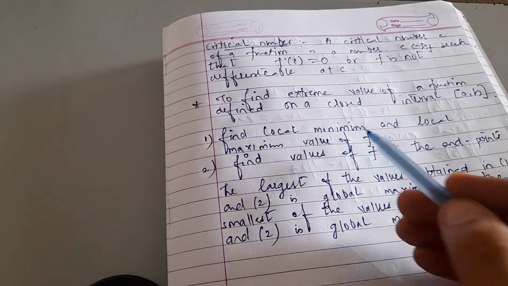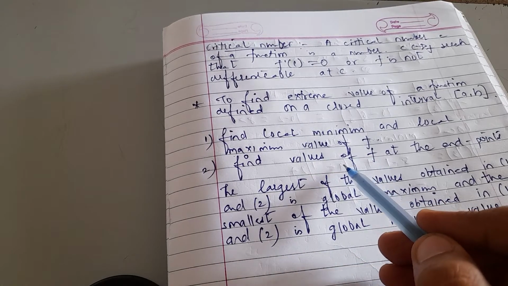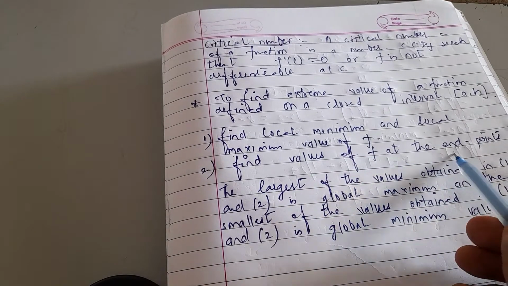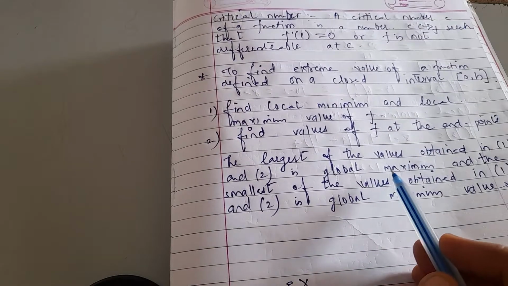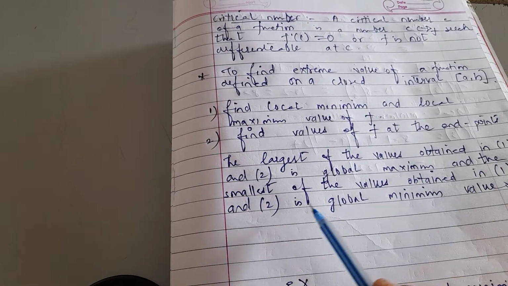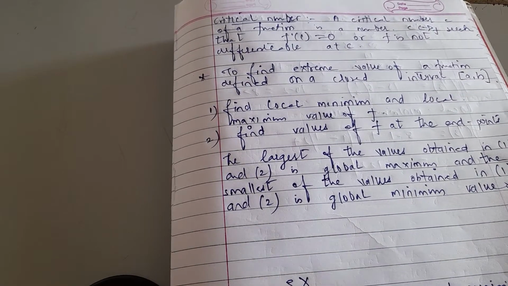First step is to find the local minimum and local maximum value of that function. Second is find the value of the function at the endpoints. The largest value obtained in the 1 and 2, they are called the global maximum, and the smallest value is called the global minimum of function.